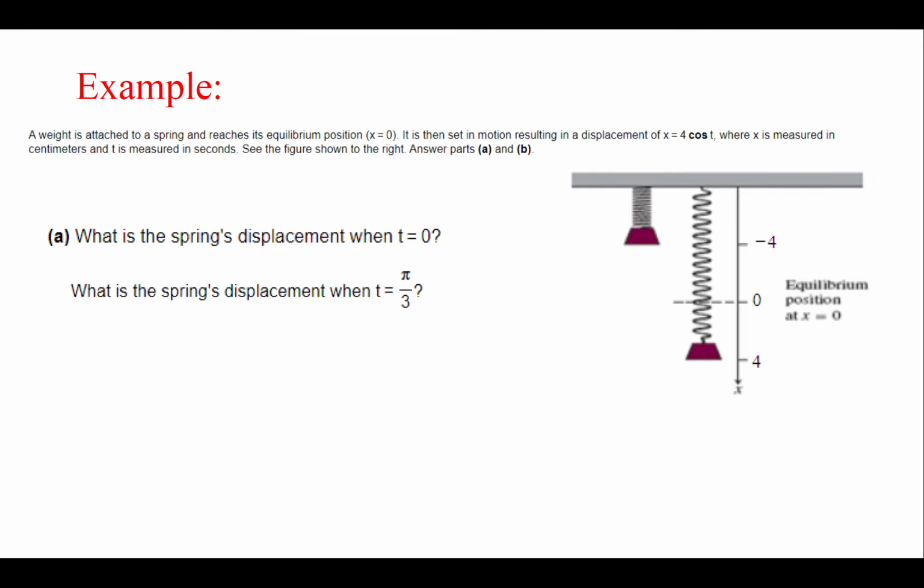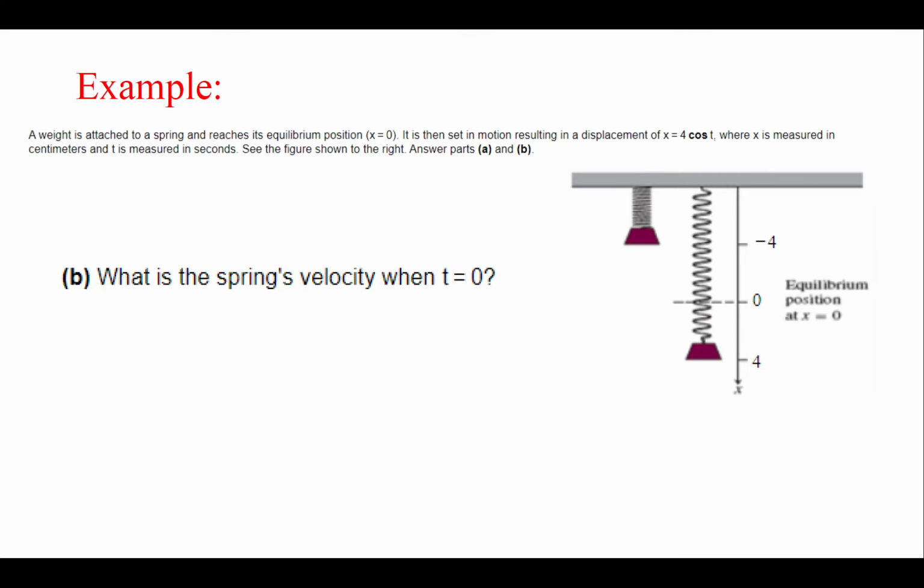The second question is, what is the spring displacement when time is pi over 3? Displacement means always use this function x equal 4 times cosine pi over 3. Cosine pi over 3 is 1 over 2, so 4 times 1 over 2 is 2. Okay, so that's 2.